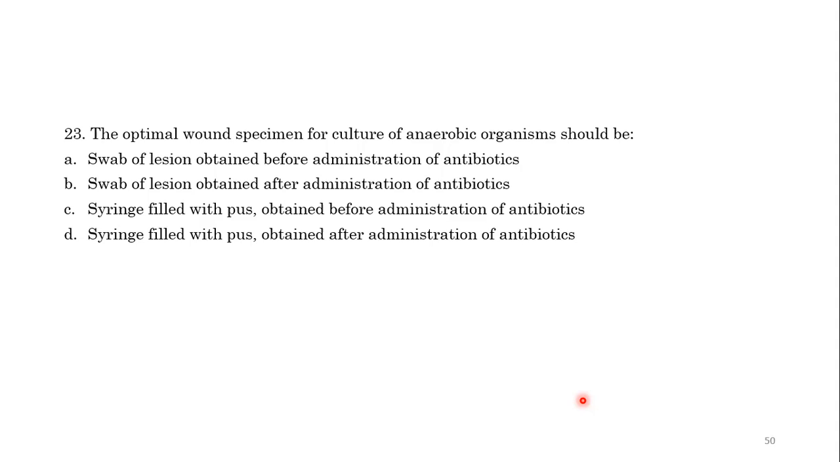Number 23. The optimal wound specimen for culture of anaerobic organisms should be A, swab of lesion obtained before administration of antibiotics. B, swab of lesion obtained after administration of antibiotics. C, syringe filled with pus obtained before administration of antibiotics. Or D, syringe filled with pus obtained after administration of antibiotics. The correct answer is letter C, syringe filled with pus obtained before the administration of antibiotics. Again, what you're trying to recover here is an anaerobic organism. Needle aspiration is the optimal method of collection if you want to recover an anaerobic organism. And the best time to collect the specimen would be before the administration of antibiotics. Okay, so number 23, letter C.